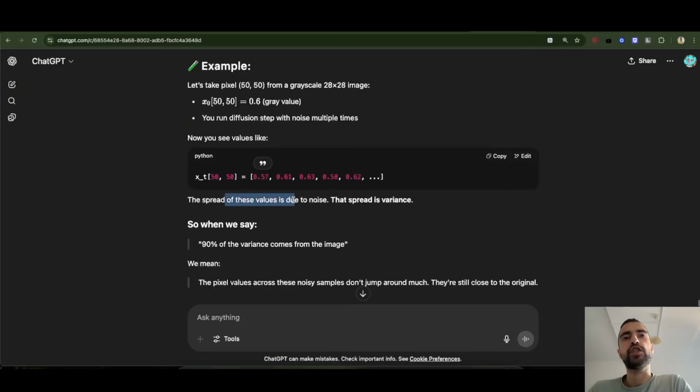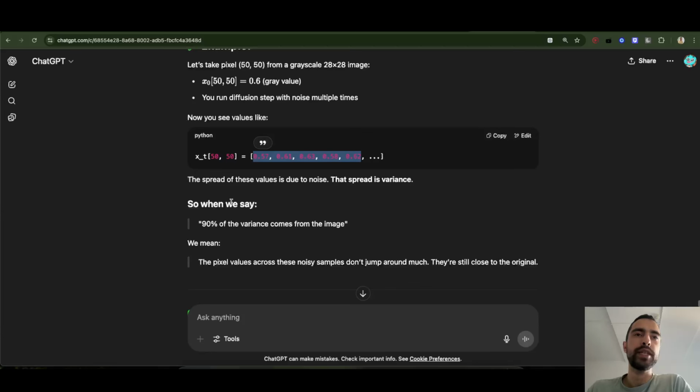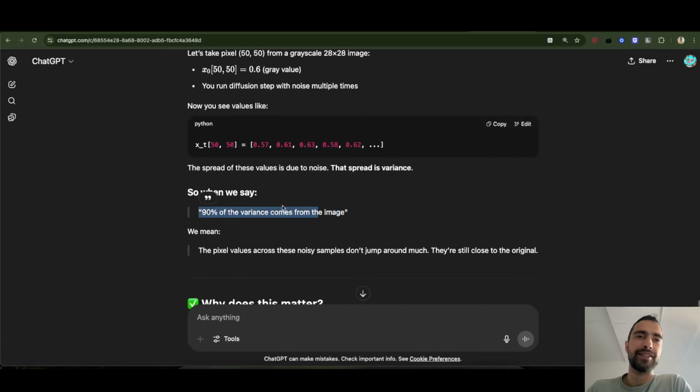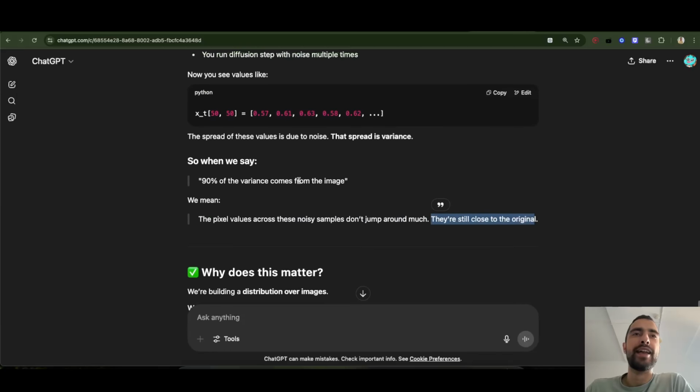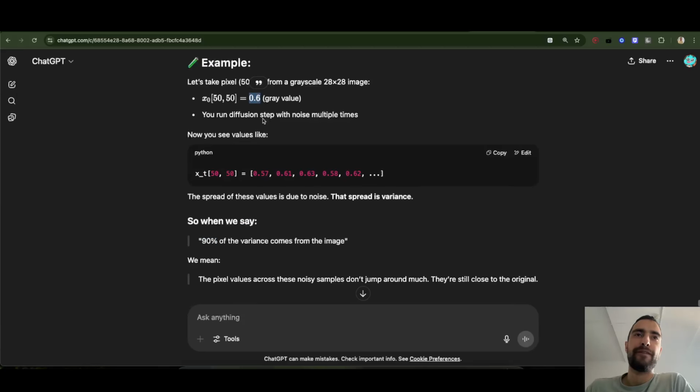The spread of these values is due to noise. The spread is variance. So this spread that we see here, this is the variance. So when we say 90% of the variance comes from the image, we mean the pixel values across these noisy samples don't jump around much. They're still close to the original image. Yeah. Okay, so 90% of the variance comes from this original value, and 10% comes from the normal distribution noise. Yeah, okay. Now it makes sense for me as well.